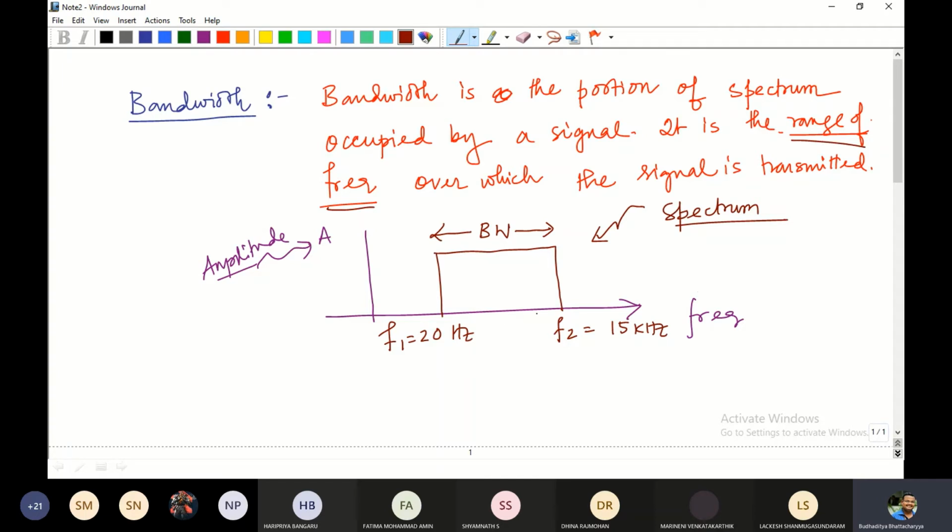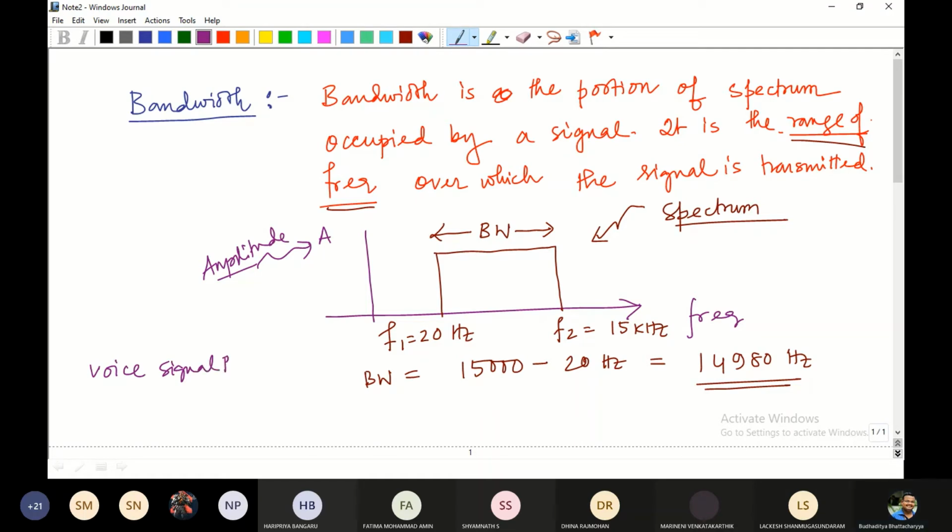So in this example, if I try to calculate the bandwidth, this will be 15 kilohertz. I convert it to hertz, minus 20 hertz. So this is around 14,980 hertz. So for this particular example, the bandwidth should be calculated as 14980. Now, another common example is the voice signal bandwidth. Suppose the voice signal bandwidth is around 300 to 3400 hertz. This is the total range I'm talking about.